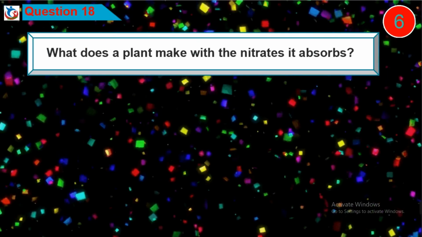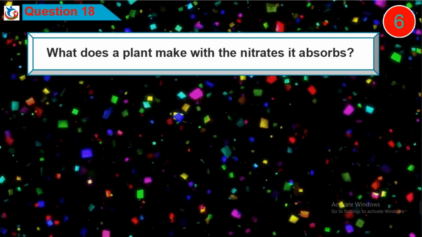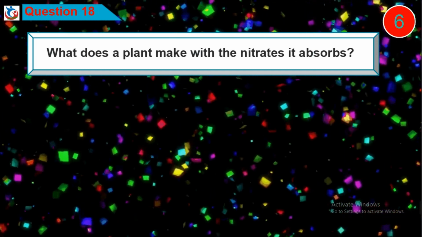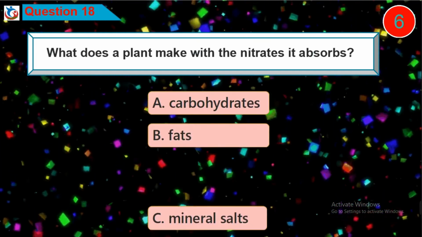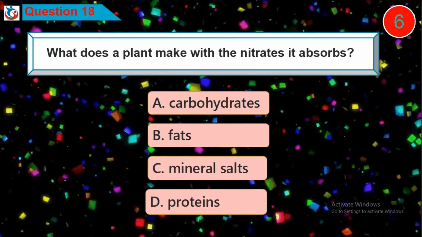Question 18. What does the plant make with the nitrates it absorbs? Is it option A, B, C, or D?